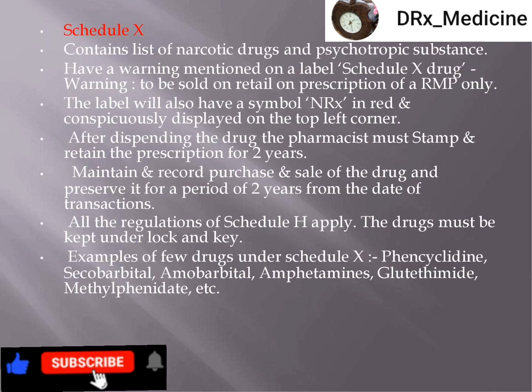Schedule X contains the list of narcotic drugs and psychotropic substances. They have a warning mentioned on the label: Schedule X drug warning, to be sold on retail on prescription of an RMP only. The label will also have the symbol NRX in red, conspicuously displayed on the top left corner. After dispensing the drug, the pharmacist must stamp and retain the prescription for 2 years. Maintain and record purchase and sale of the drug and preserve it for a period of 2 years from the date of transaction. All the regulations of Schedule H apply. The drugs must be kept under lock and key. Examples of a few drugs under Schedule X: phencyclidine, secobarbital, amobarbital, amphetamines, glutethimide, methylphenidate, etc.